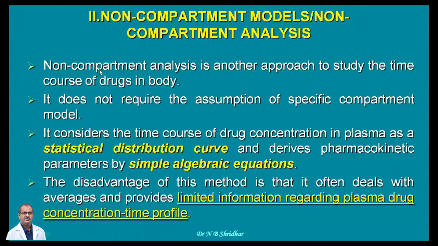The disadvantage of the non-compartmental model is that it often deals with the average and provides limited information regarding the plasma drug concentration time profile. Whereas the compartment models are a little bit more accurate when compared to the non-compartmental models. Suppose you want to calculate the time information or the concentration profile of the drug, then this is not so important. This is not so accurate because it is dealing with averages and provides limited information.